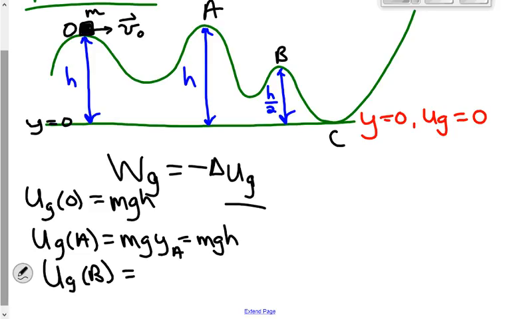How about UG at point B? Right, so it's going to be, we could say it was mgyB, but that's going to be mgh over 2, because yB is this h over 2. It's the height that point B is above where y is equal to 0.